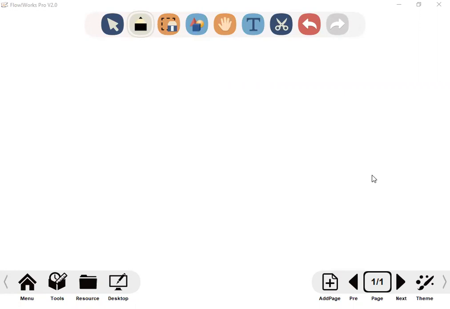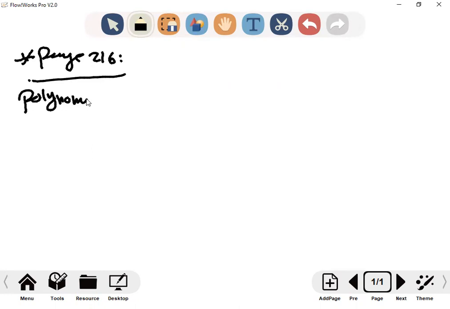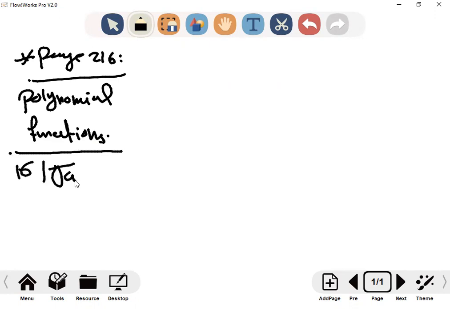We are on page 216, polynomial functions. Today is 16 January. And we are in example 4, right? Evaluating the graph of a polynomial function. We are on page 216, guys, okay?